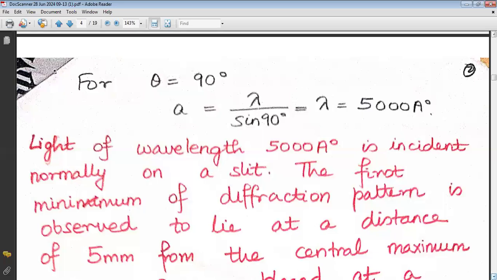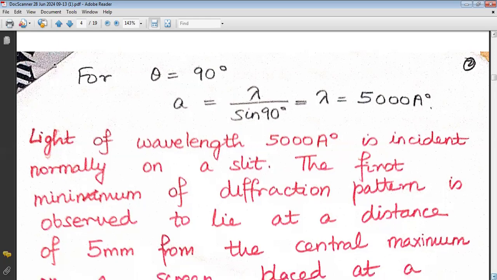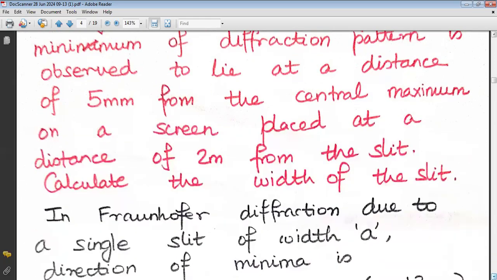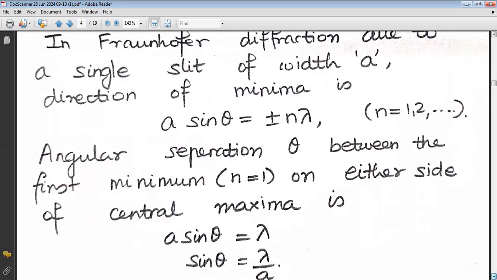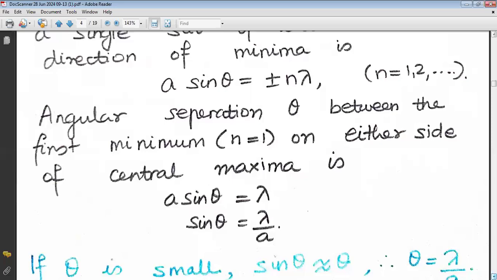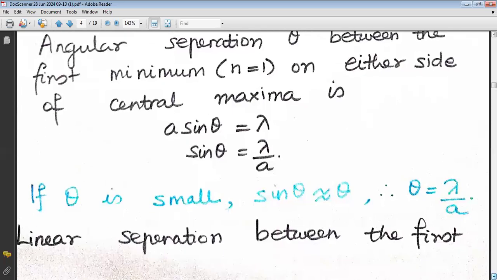Next, light of wavelength has been given to us as incident normally on a slit. First minimum of diffraction pattern is observed to lie at a distance of 5 millimeter from the central maxima. From the slit, calculate the width of the slit. In Fraunhofer diffraction, single slit formula is a sine theta equal to plus minus n lambda. Now, angular separation between first minima on either side of central maxima is a sine theta equal to lambda. So sine theta is lambda upon a. If theta is small, sine theta tends to theta. So theta becomes equal to lambda upon a.